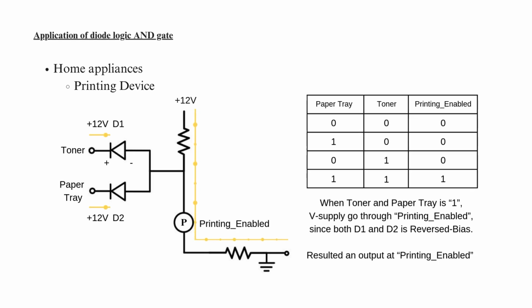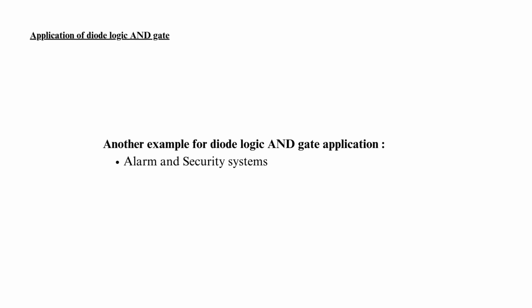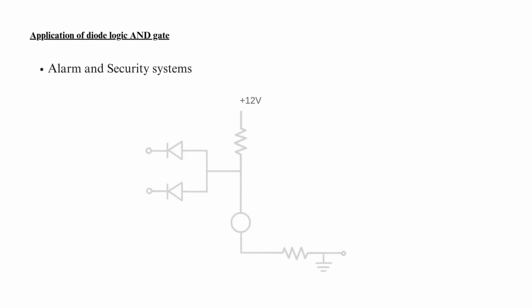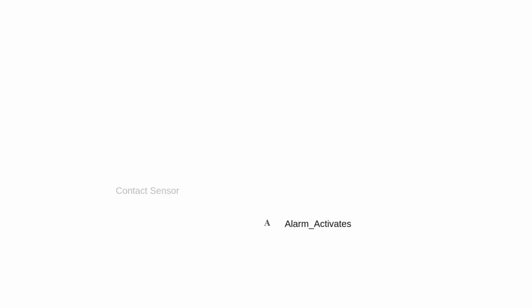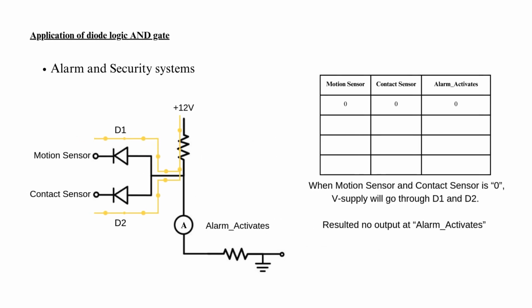Another example for diode logic AND gate applications is alarm and security systems. For alarm and security systems, there are a motion sensor and a contact sensor as the diodes that will activate the alarm. When motion sensor and contact sensor are 0, V supply will go through D1 and D2, resulting in no output at alarm activates.